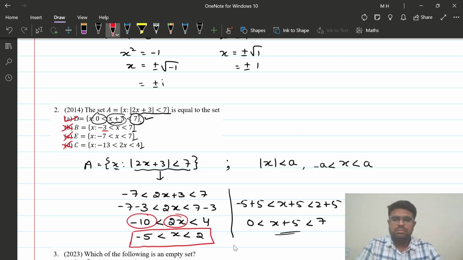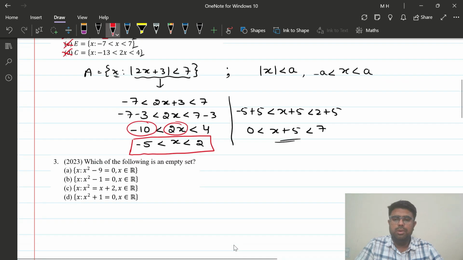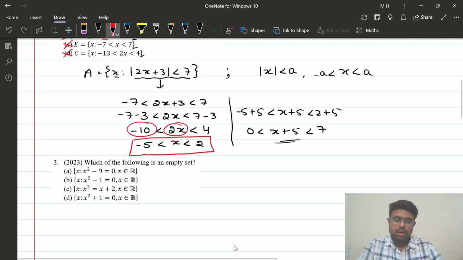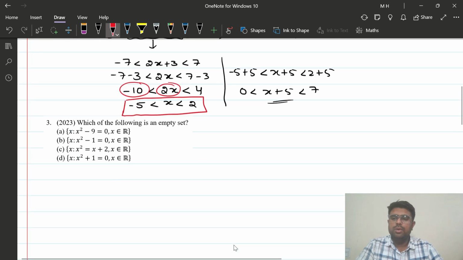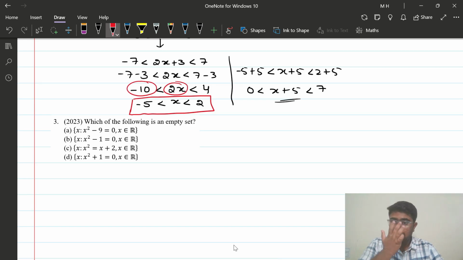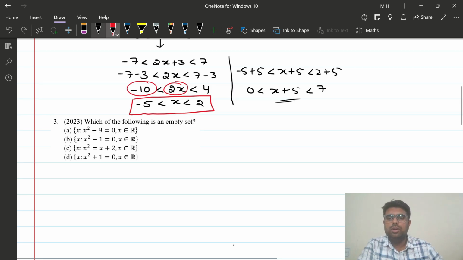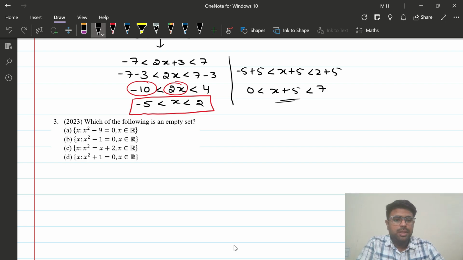So these are pretty simple problems that they have given. Again, in 2023 there was one problem that was asked on an empty set. Of course, again it is going to be an easy question. Which of the following is an empty set? What is an empty set? An empty set is the set which has no elements, absolutely. So if I take up the first one, option A, what is it?